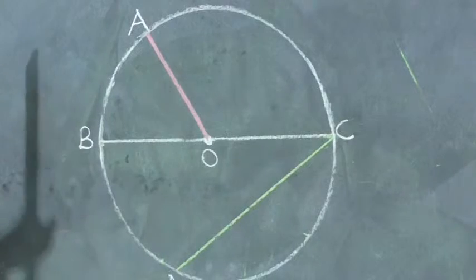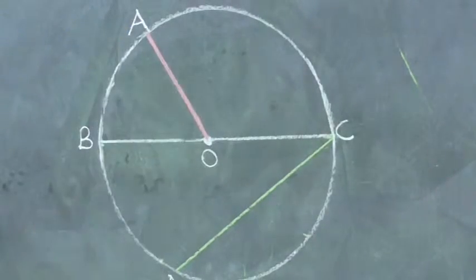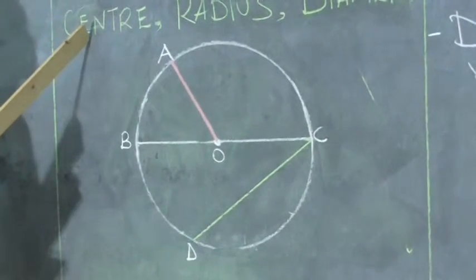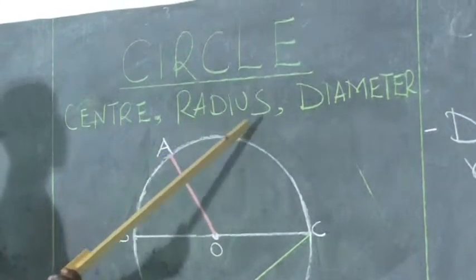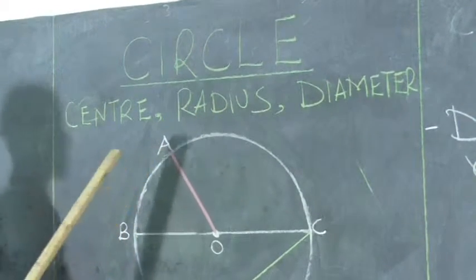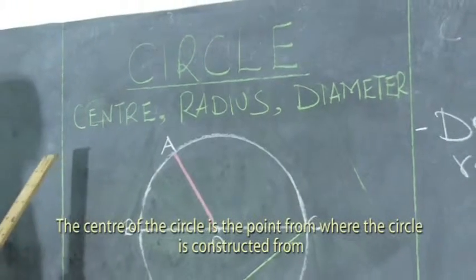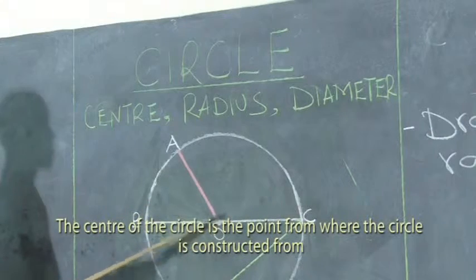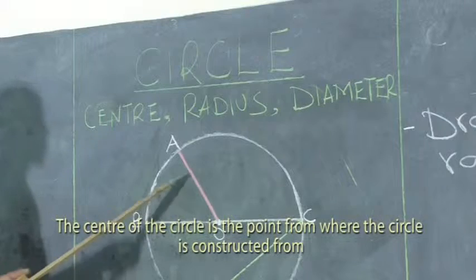In our last lesson, we learned about circles, from which we were expected to identify the center of the circles, the radius of the circles, and the diameter of the circles. Now, if you can remember, in our last lesson, I said that a center of a circle is the point from which the circle is constructed.